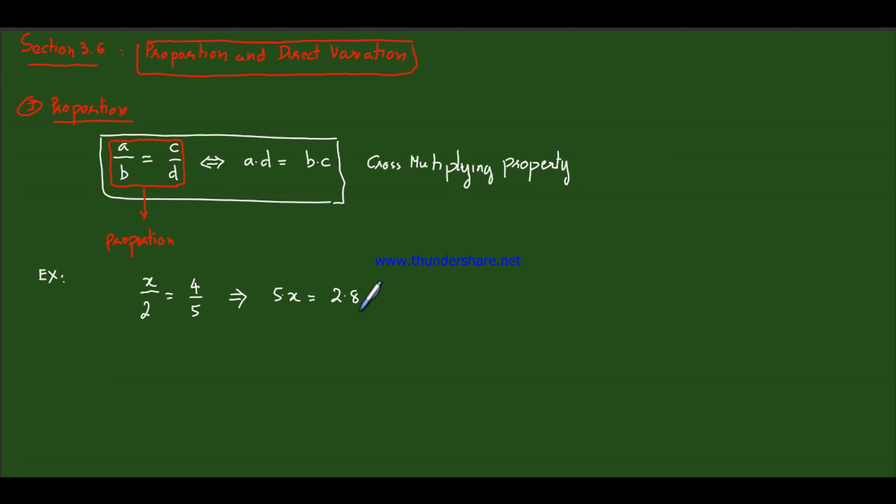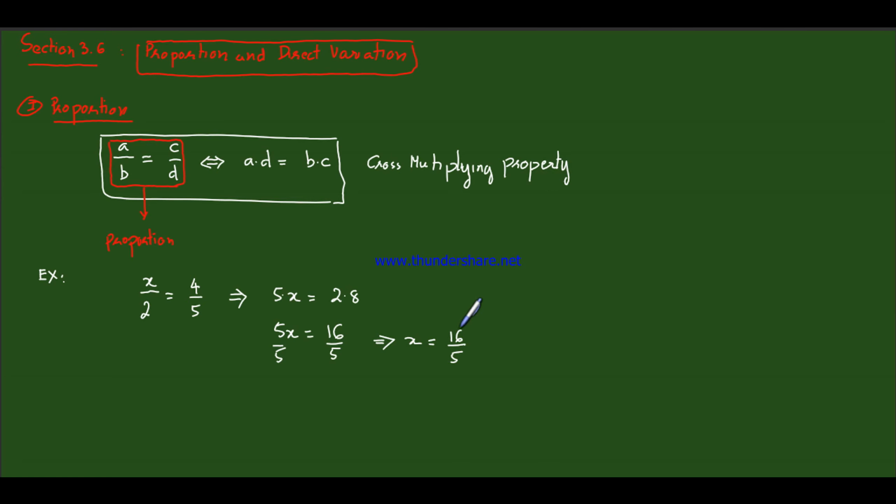Then from here we can get the x, because this is a linear equation. We already learned how to solve linear equations last time. 2 times 8 is 16, right? And in order to get the x, you divide both sides by 5. So x is equal to 16 over 5.